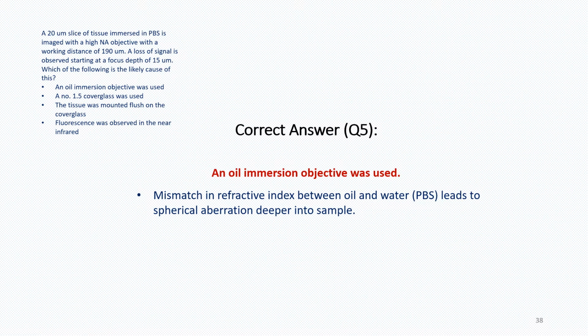The loss of signal observed at a focus depth of 15 microns is mainly due to spherical aberration, and this is because an oil immersion objective was used on a sample containing PBS, which is basically aqueous. This mismatch in refractive index between oil and water leads to spherical aberration deeper into the sample.